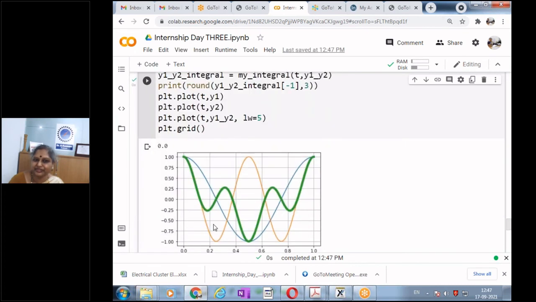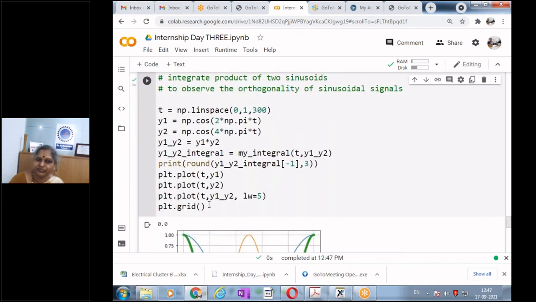Is it orthogonal? This is the product. And the area under the curve, it is 0. Is it orthogonal? Cos 2 pi t, cos 4 pi t. Is it orthogonal or no? Yes, it is orthogonal. So cos 2 pi t, cos 4 pi t. Let us say cos 6 pi t, cos 2 and cos 6. Is it orthogonal? Let us see. When I do the integration, it is 0.